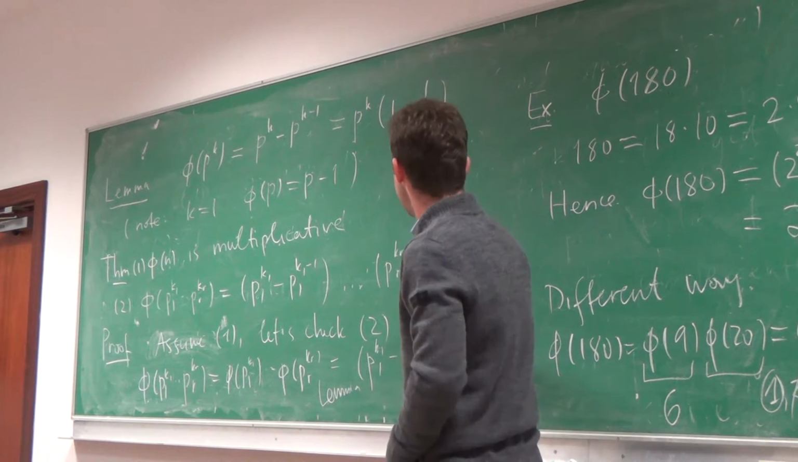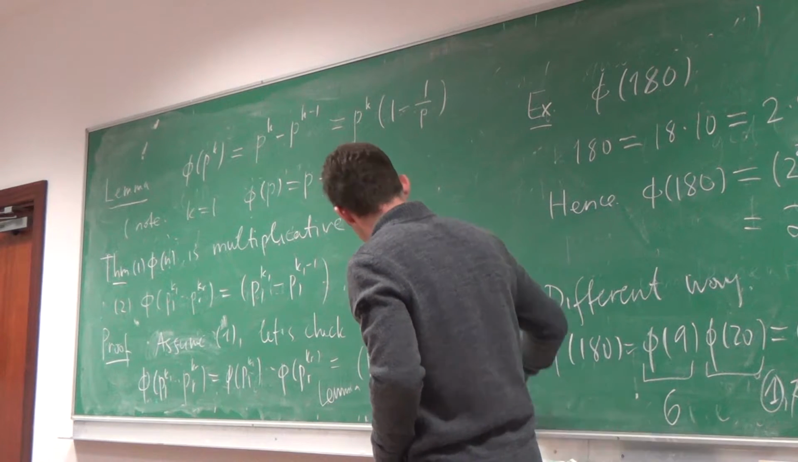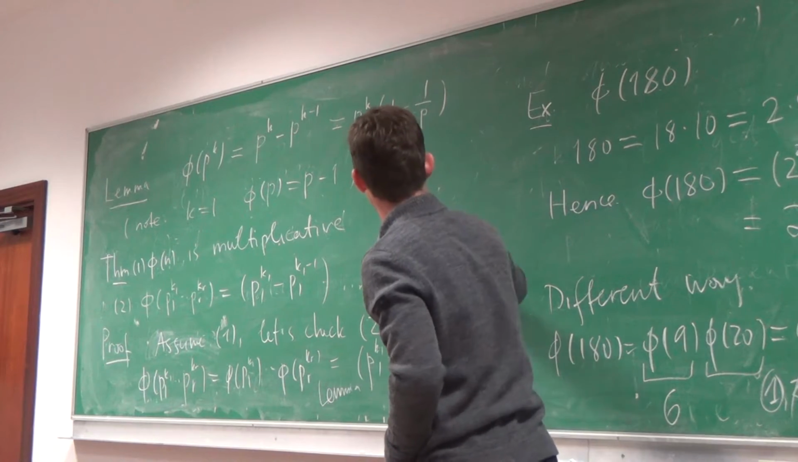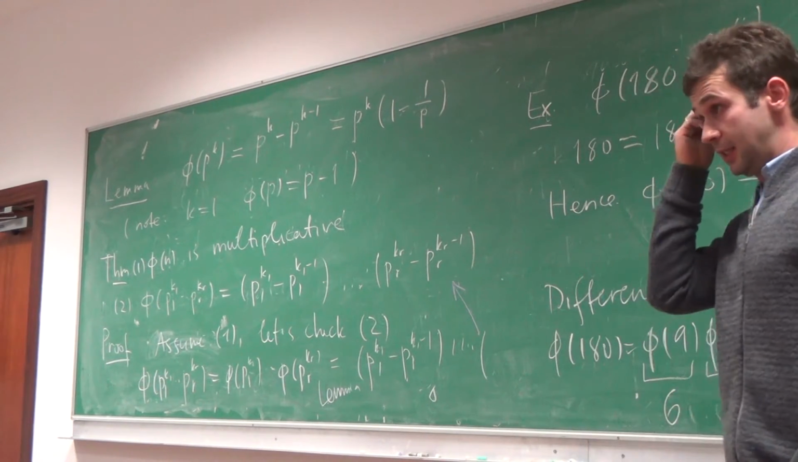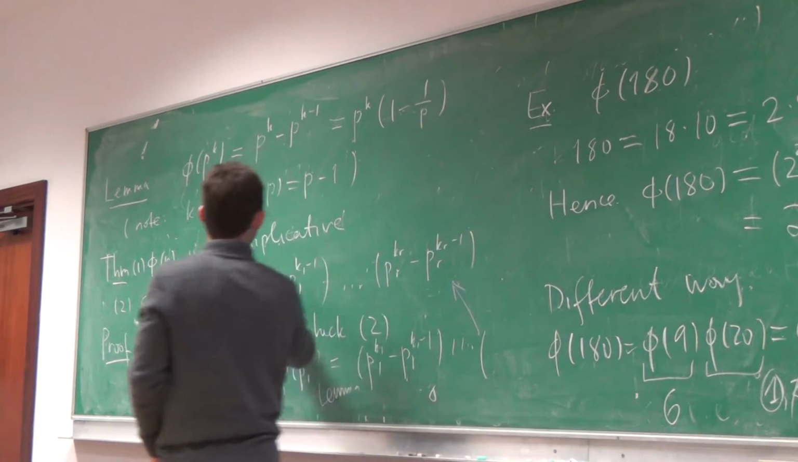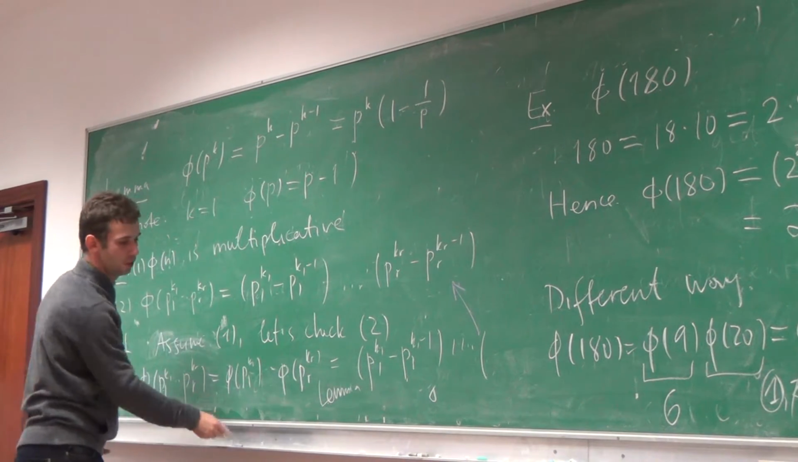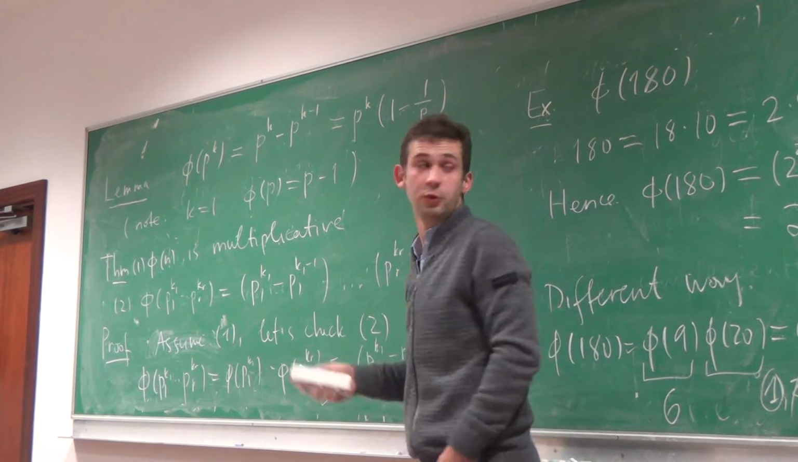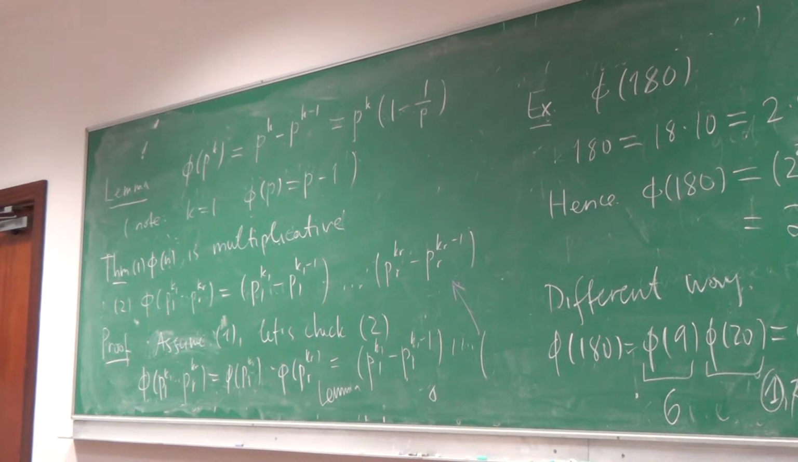So the first, yeah, wait, sorry. Okay, let me just make an error. So therefore we get this formula. Yeah, multiplicative, open up, use each formula and we're done. Right, and what we have to do now is to check that phi is multiplicative. And this is a non-trivial statement that requires some work.